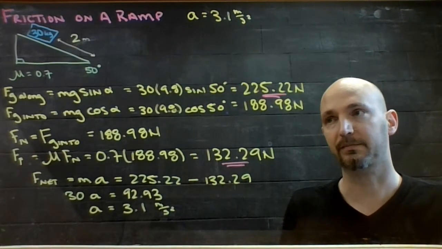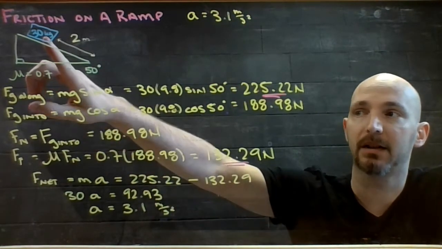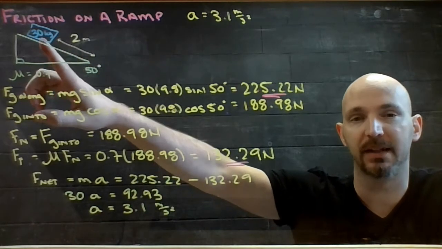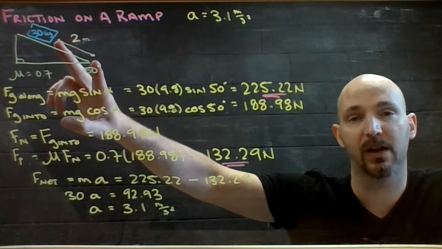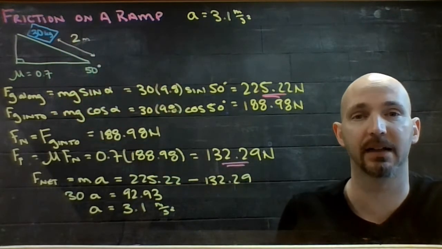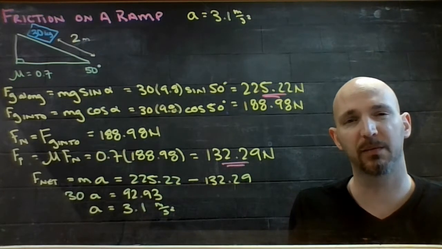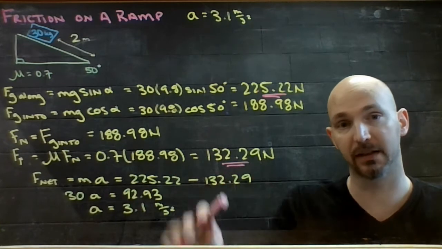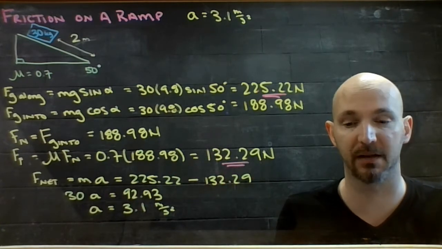All right. Now I'm going to let this block slide down this ramp. So it was initially at rest. It travels through 2 meters before it reaches the ground, and it's accelerating at that rate. So I should be able to get a time and a final speed from that. So I'm going to take a minute to clear off the board, and we'll do some kinematics.